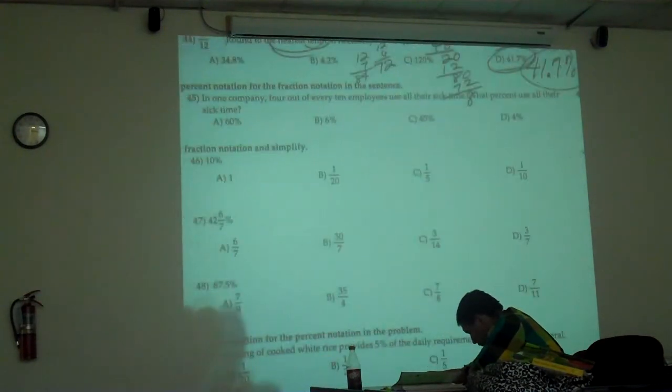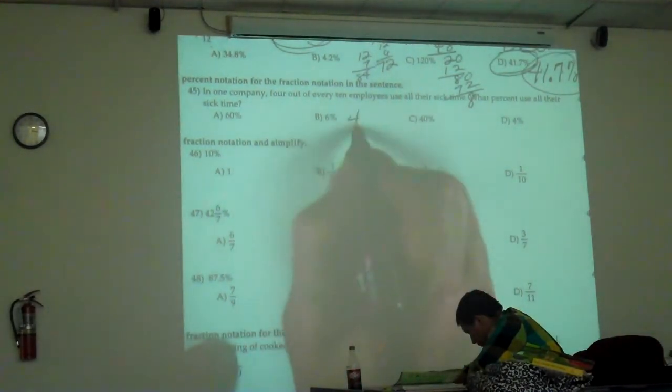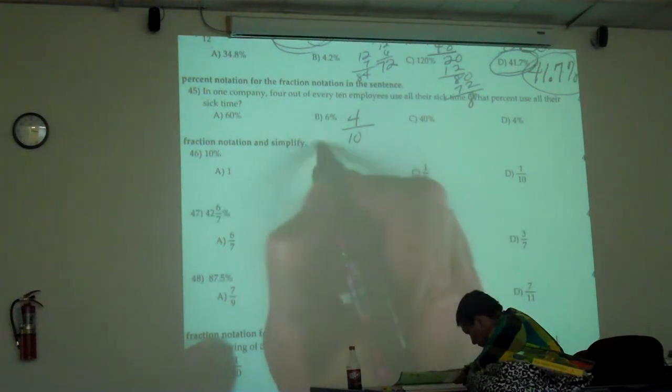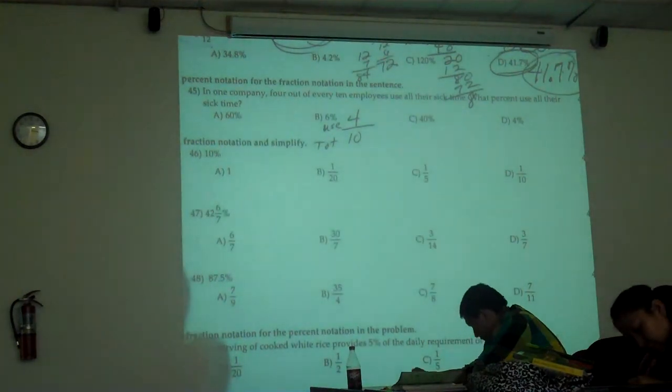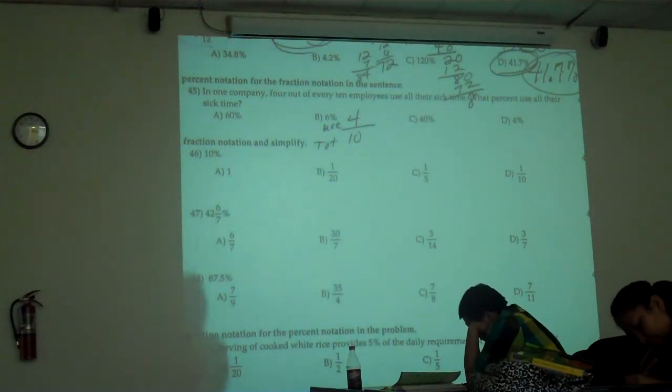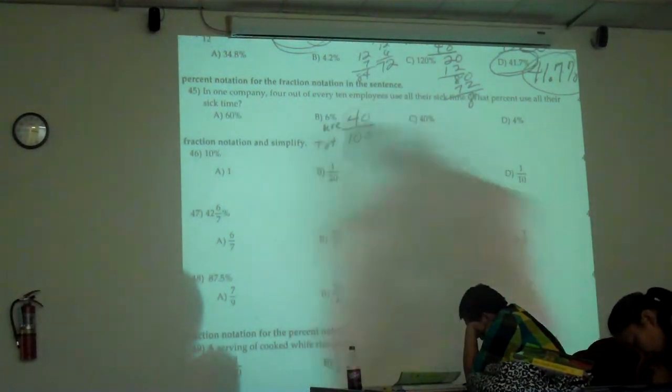45. In one company, 4 out of every 10 use their sick time. 4 out of 10. This is total. This is how many use it, right? What percent use all their sick time? 4 out of 10. We could add the 0, right? Make it 100. 40%.